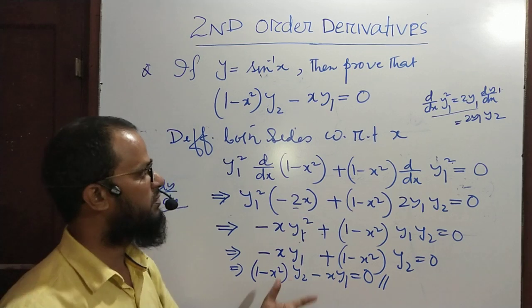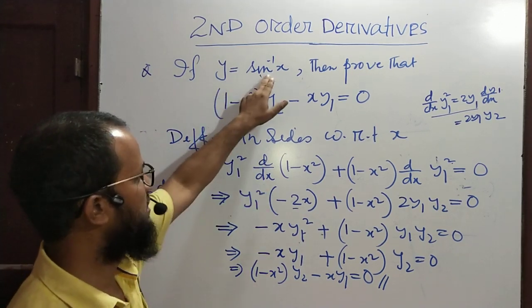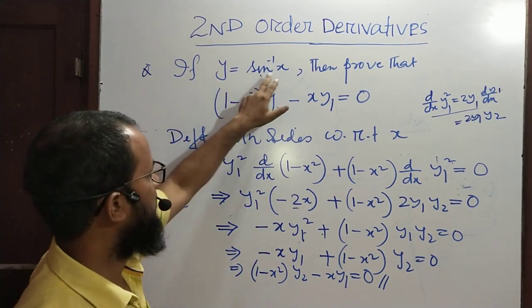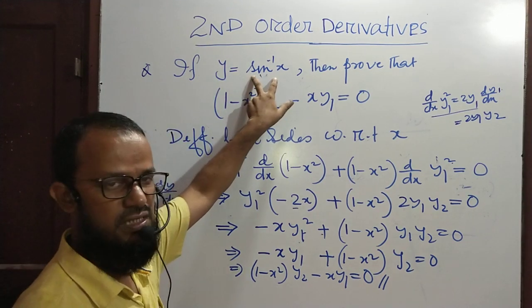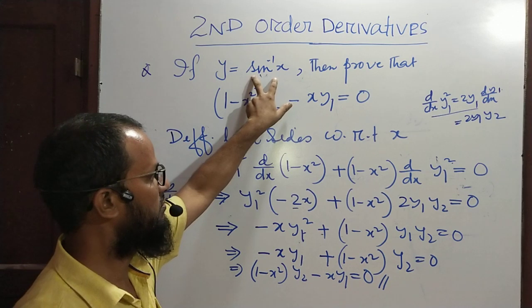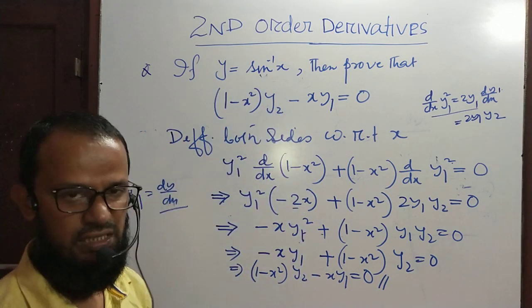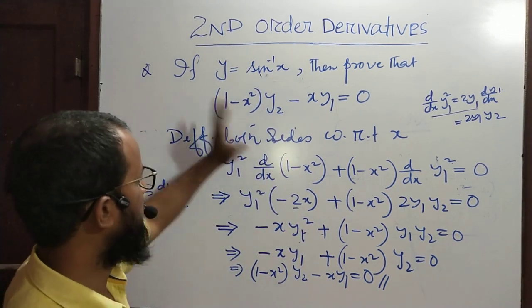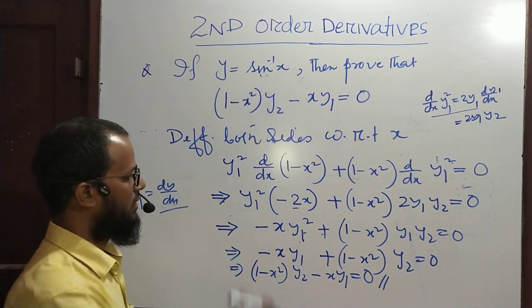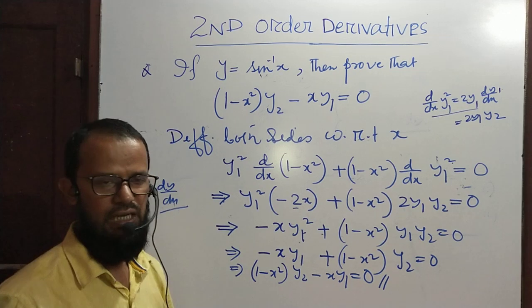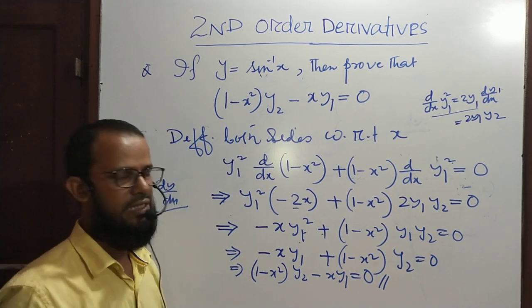Okay? I hope you understand. You start with this relation. First, you differentiate this relation. If you differentiate y, you get y1. And the derivative of sine inverse x is equal to 1 by root over 1 minus x square. Then cross multiplying the relation, then squaring both sides, then again differentiating both sides with respect to x, and finally you get all the results, and in this way you get the results.